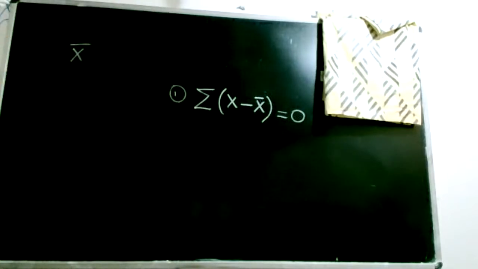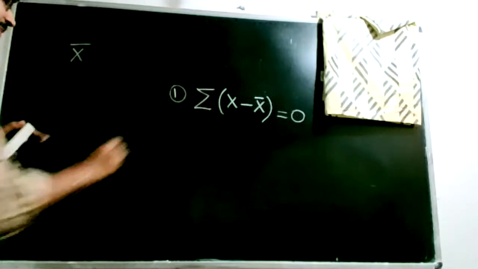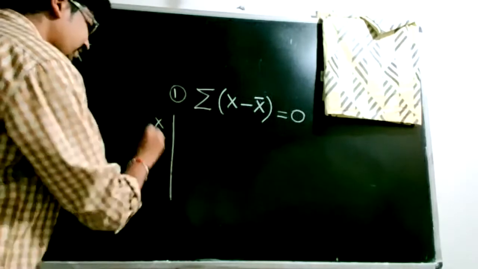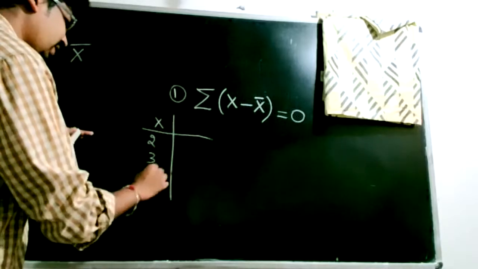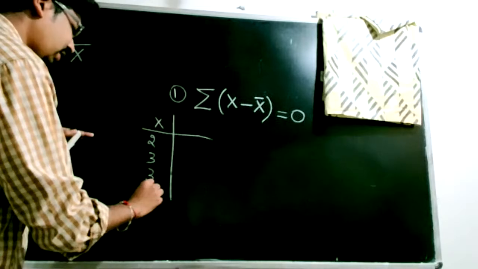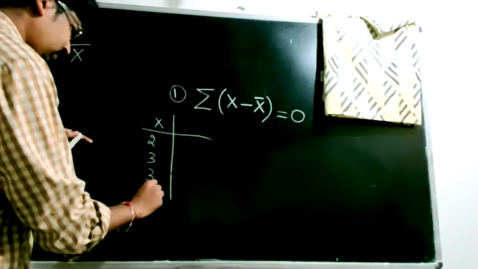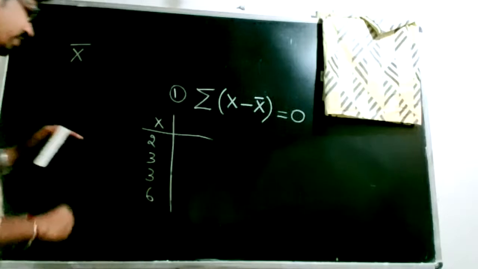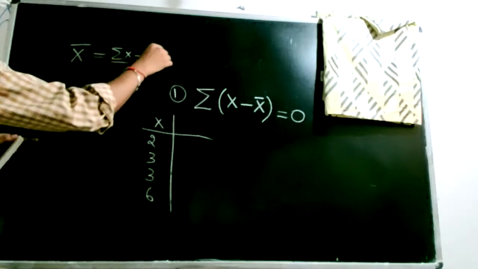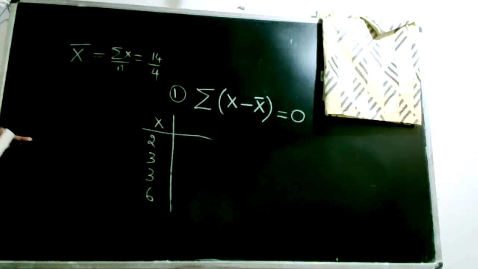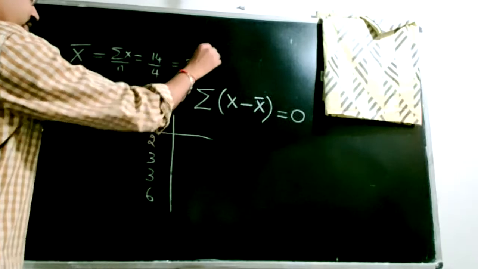So once after computing your arithmetic mean, take the total of the deviations from x bar. So what I'm telling is you have some x, say I have 2, 3, 3, and 6. So these are the observations. So the mean for this distribution is sigma x by n, which is equal to 14 by 4, which comes to 3.5.